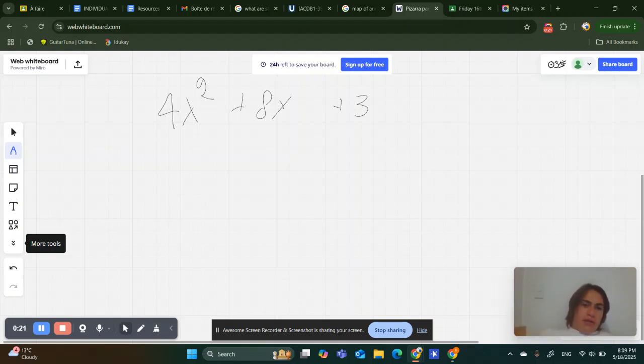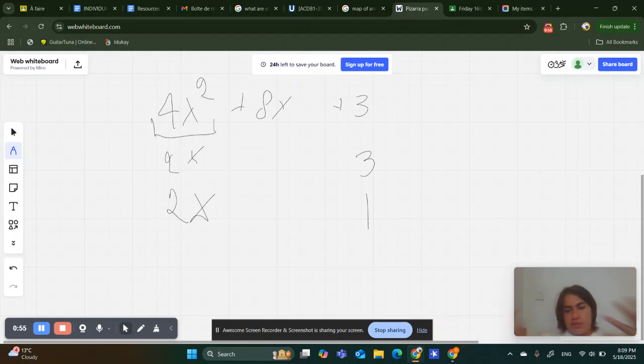So the objective here is to divide this first term and this last term into two other terms that, when we multiply them, give us this number. For example, 2x and 2x. If we multiply 2x times 2x, we get this. And that's the first step: divide this into two things that multiply together to give us 3, or 4x squared, etc. It depends on the term.